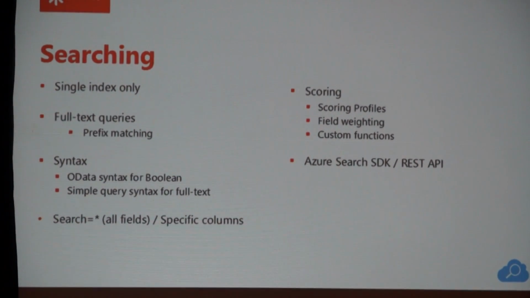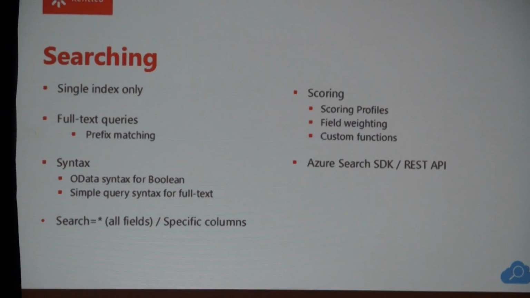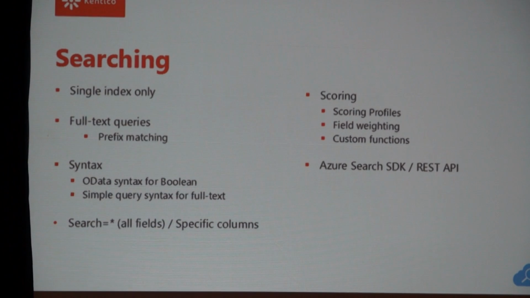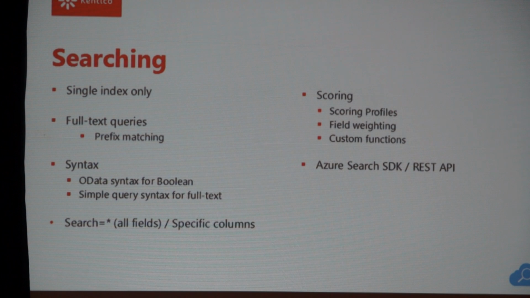As of right now, you can only search against a single index at a time. I know this is something that they're looking into, being able to span multiple indexes. It does full text queries, so it uses prefix matching.